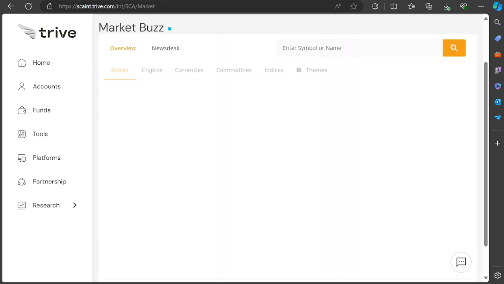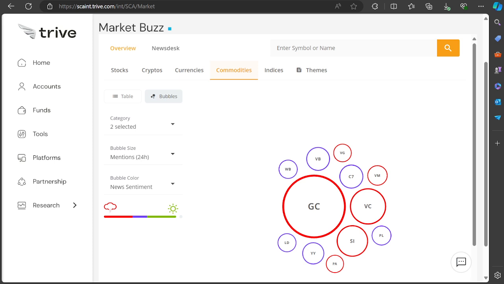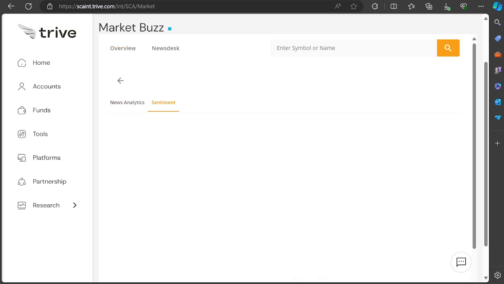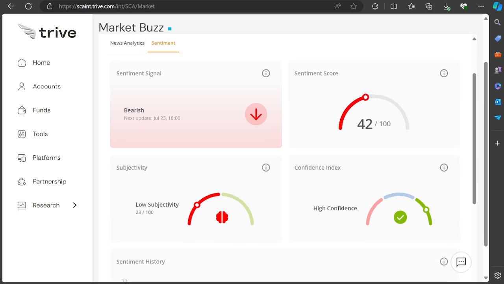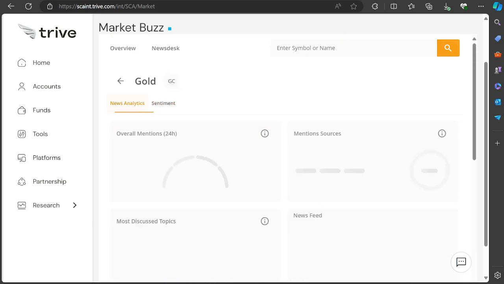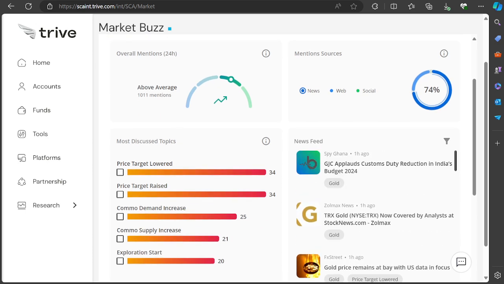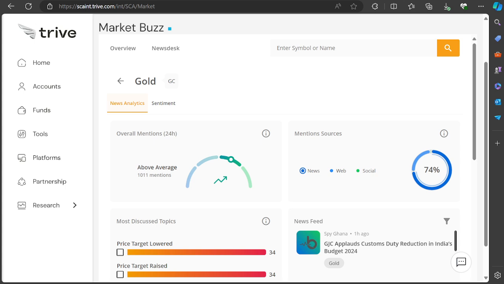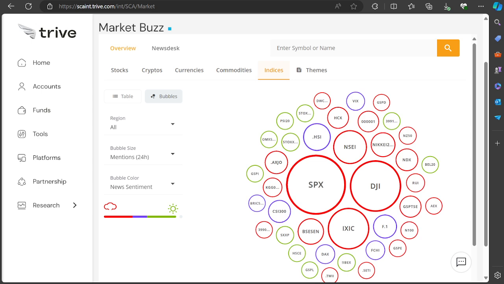If I go back here, let me choose commodity. Let's see some commodity. Suppose we are looking for gold. Here we can go to the direct sentiment score, again almost the same. In news analytics, we see all the news related to gold on different platforms. So this is how Market Buzz actually works. You can change the theme from here, you can select cryptos from here, you can select indices from here, and like this you can proceed with Market Buzz.